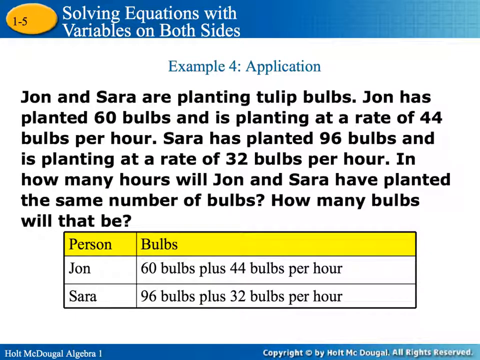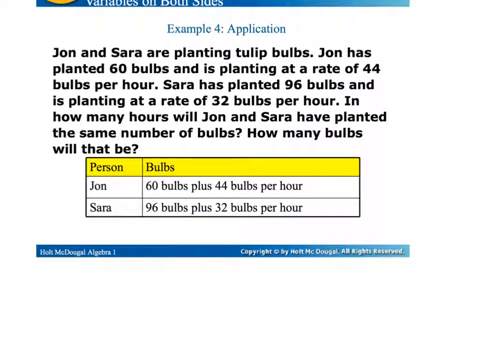Here is an application problem. It says that John and Sarah are planting tulip bulbs. John has planted 60 bulbs and is planting at a rate of 44 bulbs per hour. Sarah has planted 96 and she's planting 32 bulbs per hour. And it wants to know in how many hours will John and Sarah have planted the same number of bulbs. So they've organized the information, John with his 60 plus 44 per hour, and Sarah 96 plus the 32 per hour.